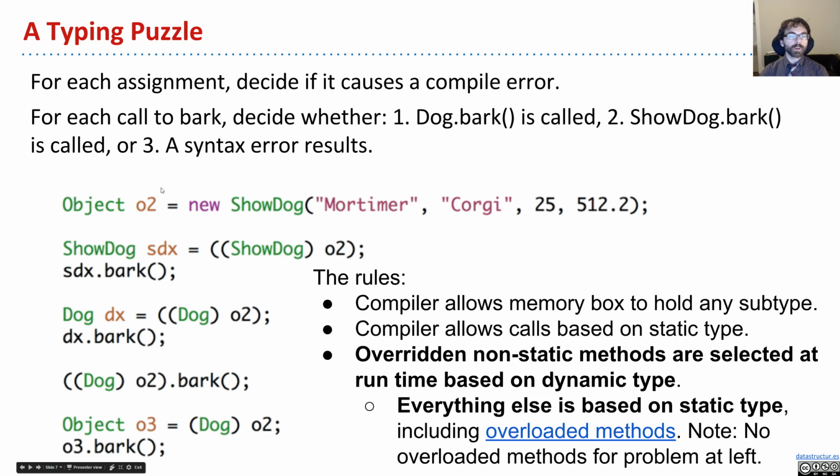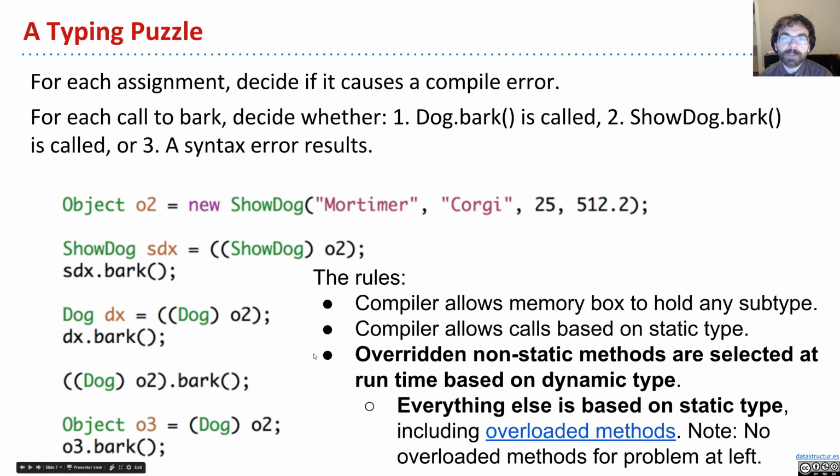So what you're supposed to do now is, for each of these assignments in this code, decide if it causes a compile time error. And then, assuming that we get rid of those errors, consider for each call to bark: is it Dog whose bark is called, ShowDog whose bark is called, or 3, a runtime error happens because of runtime type checking. And reminder, the rules actually are pretty simple, right?